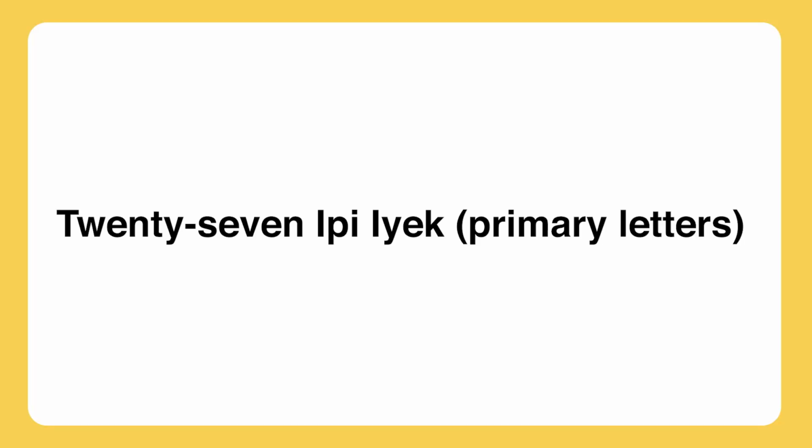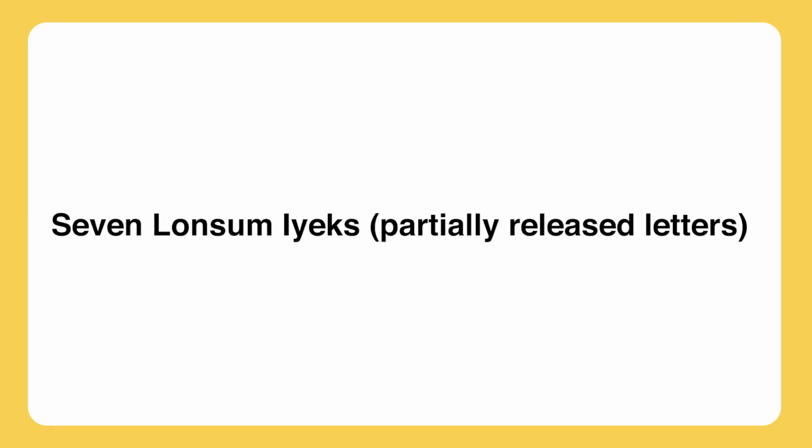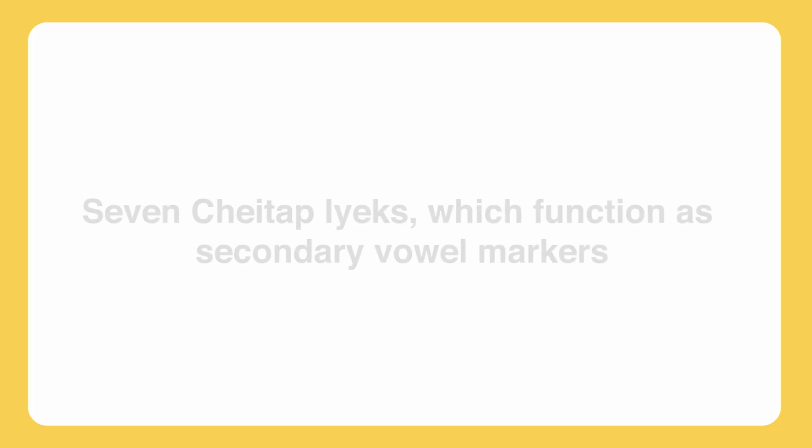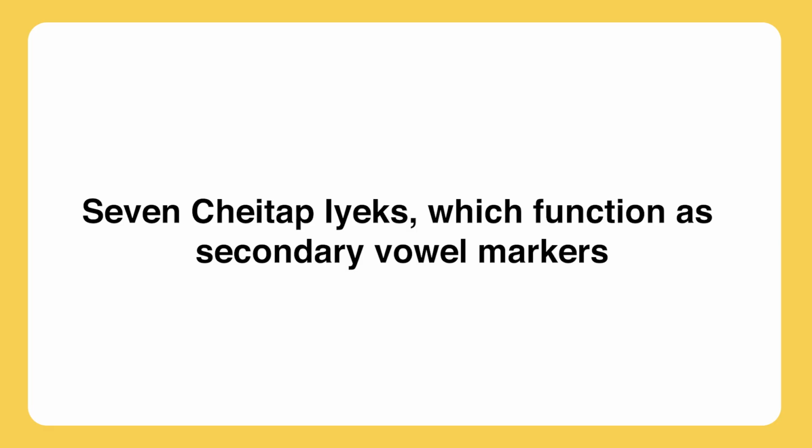Today, we turn our focus to a key aspect of the Meetei Mayek script, the method of writing its letters. As you may recall from earlier lessons, the script comprises 27 Eepee Eek, that is primary letters, 8 Lonsum Eek, partially released letters, and 7 Cheitap Eek, which function as secondary vowel markers. In this lesson, we will learn how each of these elements is written with clarity, precision, and proper stroke order.